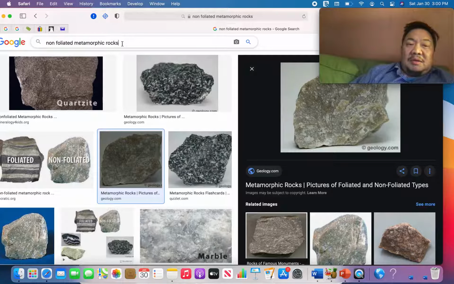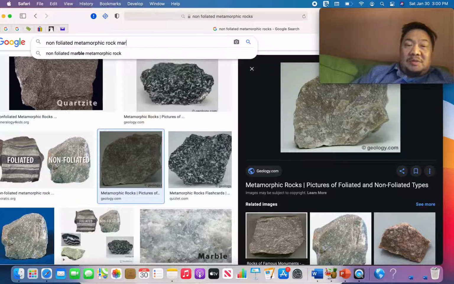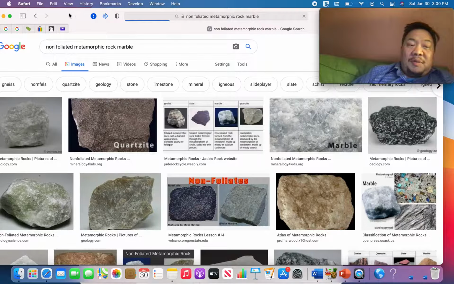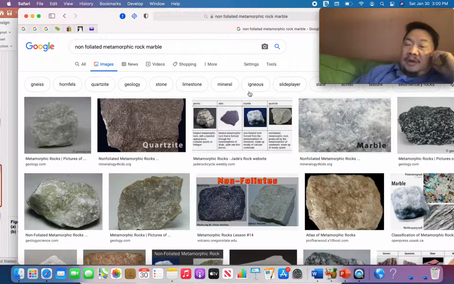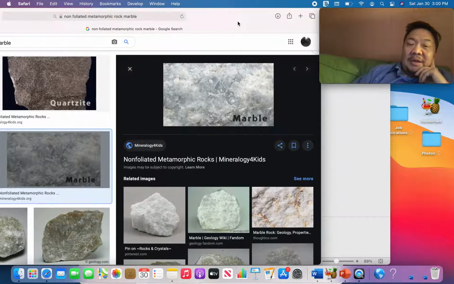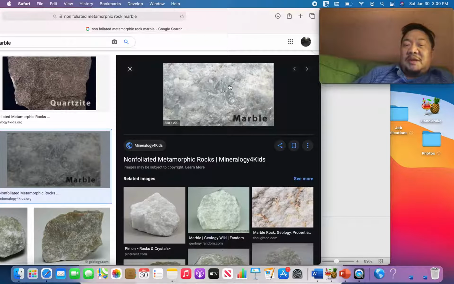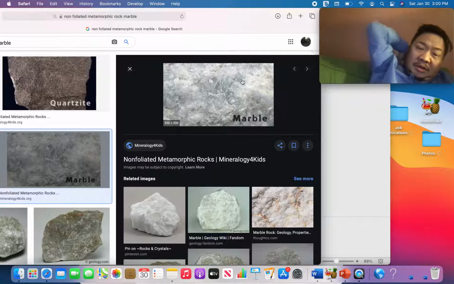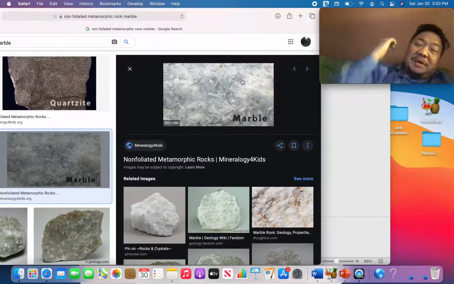The other non-foliated metamorphic rock that you need to know about is marble. You might have marble floor tile in your bathroom, and you can buy it at Home Depot or Lowe's in 12 by 12, 16 by 16, or 24 by 24 inch tiles, and lay that in your bathroom. It's beautiful. The crystals grow together just like in quartzite, and they come in different colors. Marble comes in pink, like in the White House, or it could be white, gray, or green, but it's always made of the mineral calcite.